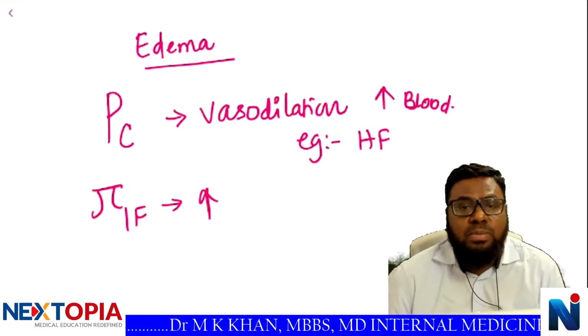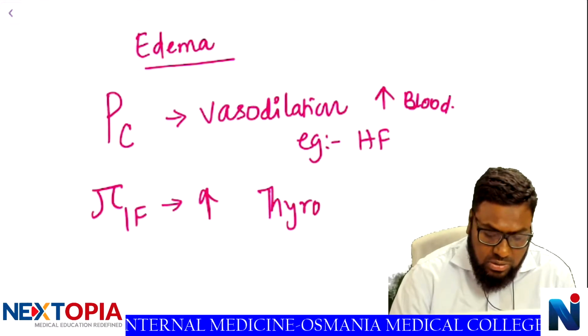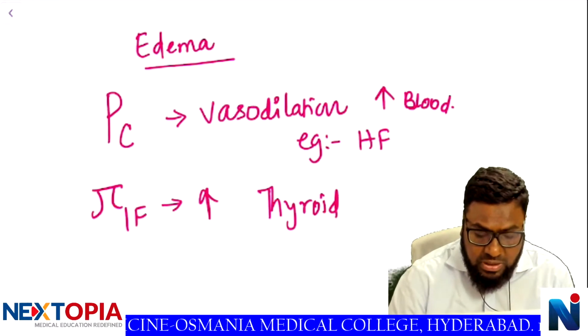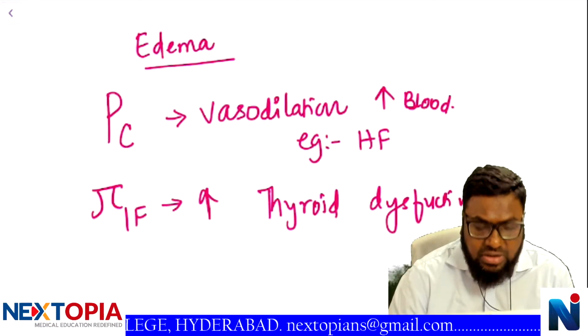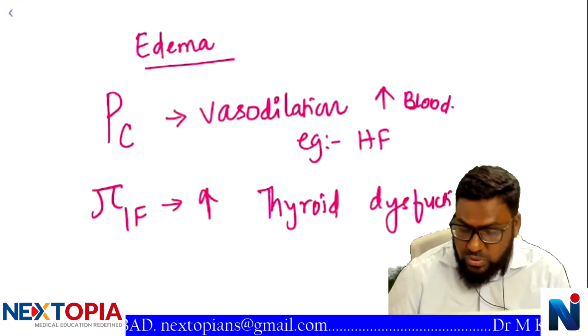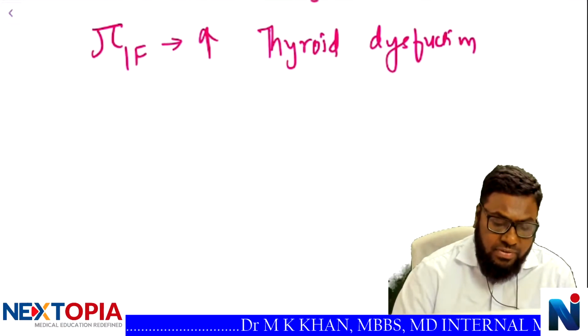For example, if a person has got thyroid dysfunction, hypothyroidism usually, thyroid dysfunction will cause proteins to accumulate in the interstitial fluid, and thus it will cause fluid accumulation in the interstitial fluid, causing the pitting type of edema.